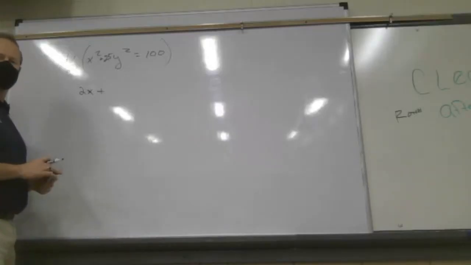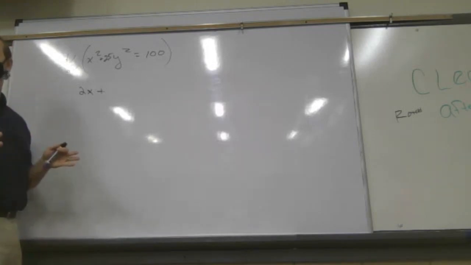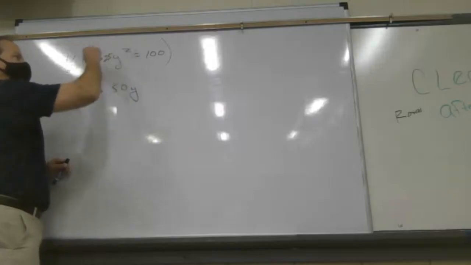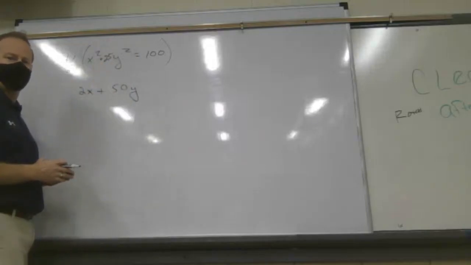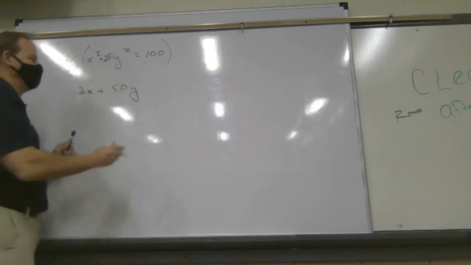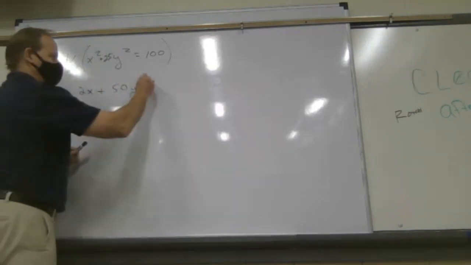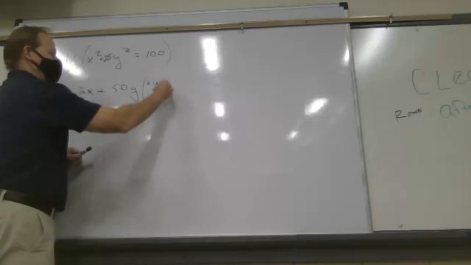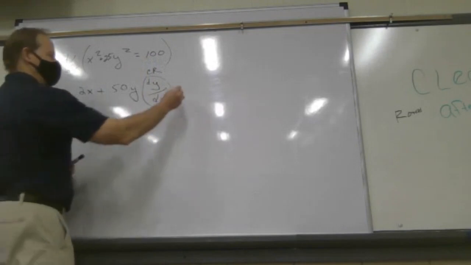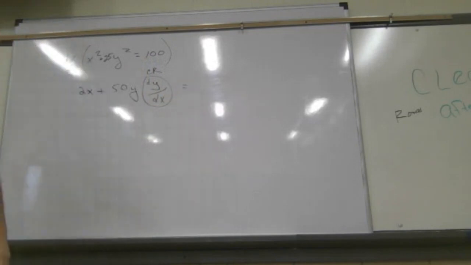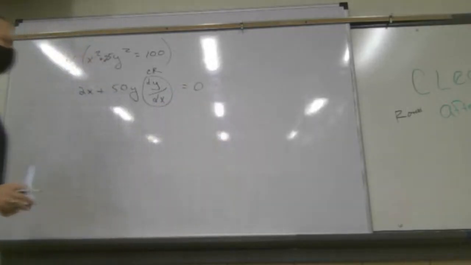And then plus, now we got 25y squared, the derivative of that with respect to x. And then what do you get? 50y, just using the power rule. But then because it was a y, not an x, what do I have to attach? dy/dx, by implicit differentiation. Really, that's just the chain rule. And then what's it equal? 0. Derivative of a constant with respect to any variable is always going to be 0.